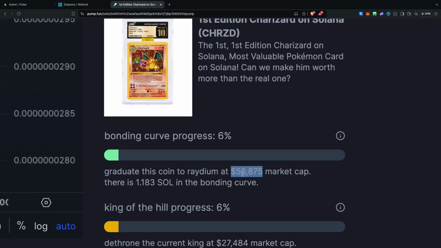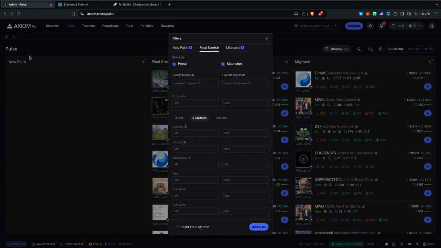So what you do with this figure is you divide it by 2. We're going to round it off to the nearest highest psychological level, which is around 60,000 US dollars. Divide by 2, that's going to be around 30,000 US dollars. So you go back to your Axiom final stretch level and click on minimum volume, 30,000 US dollars.